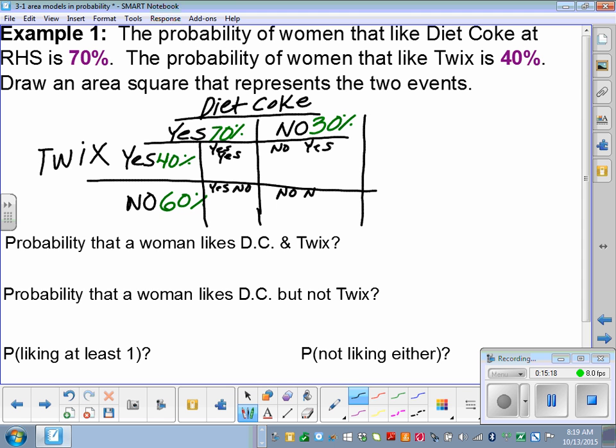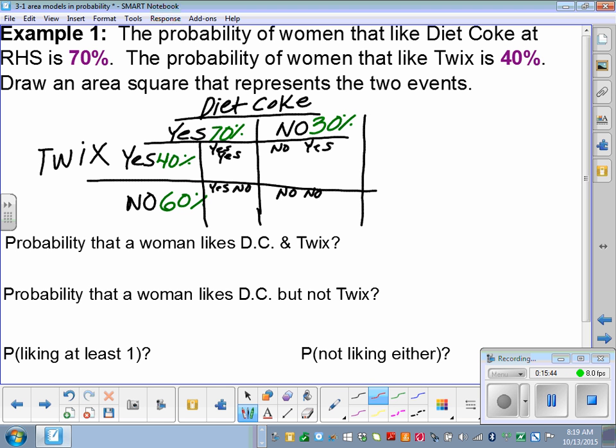Okay, are these independent events? Did it say anything about one affecting the other? No, so they're independent events. So we can just multiply their individual probabilities to figure out what's going in the squares. So if we want to know the probability of yes, we'll take our 70% and multiply it by 40%. Those are the individual probabilities, to find the probability of yes, yes.